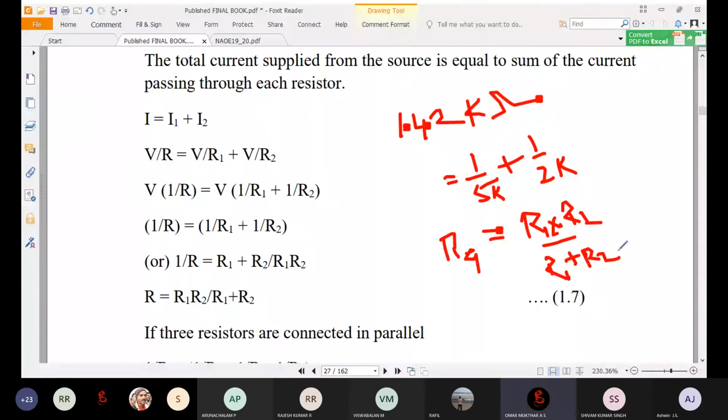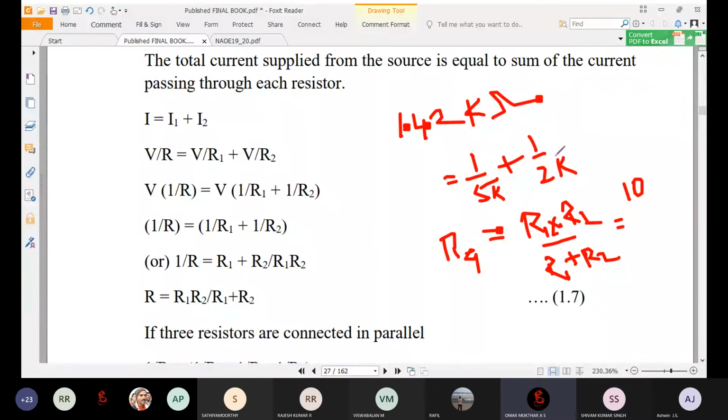If I rewrite the equation, R1 and R2 multiplication. So the 5k and 2k, if you multiply, you may get 10. 10 divided by 7. R1 is 5 kilo ohm and R2 is 2 kilo ohm.